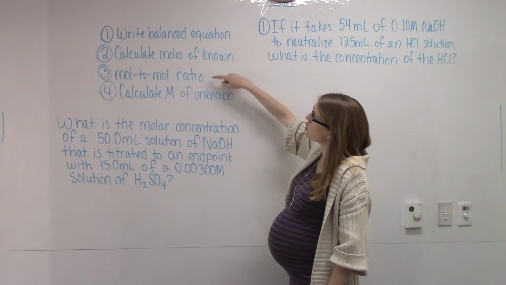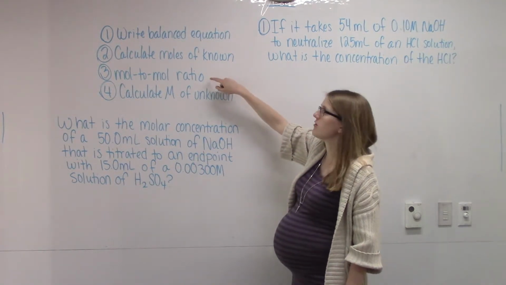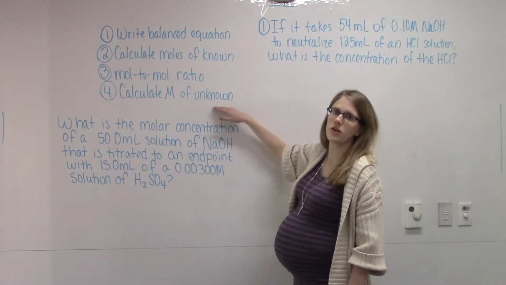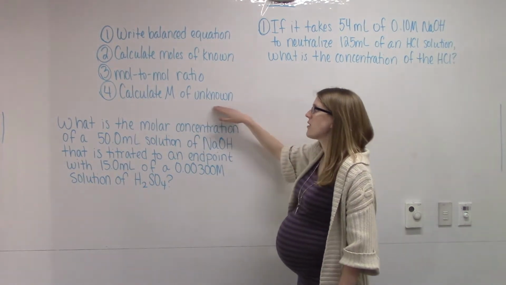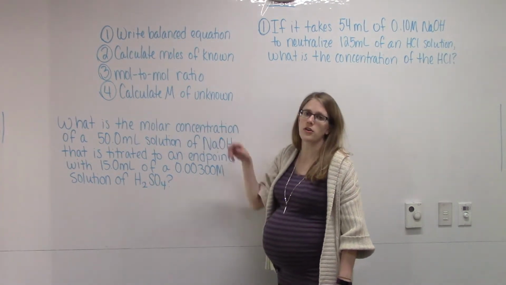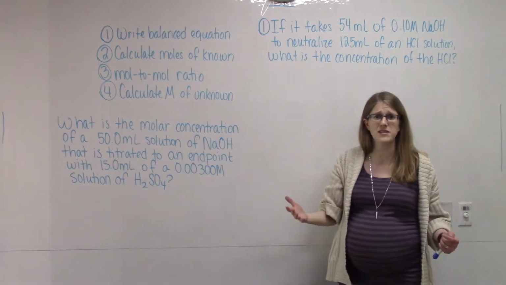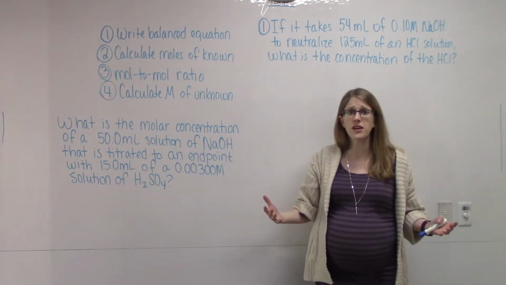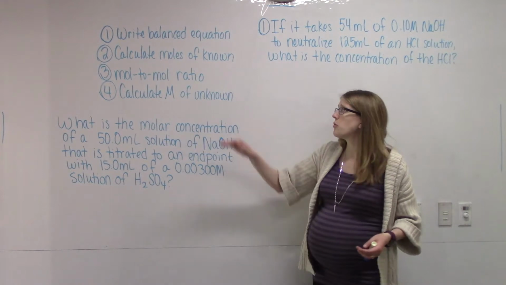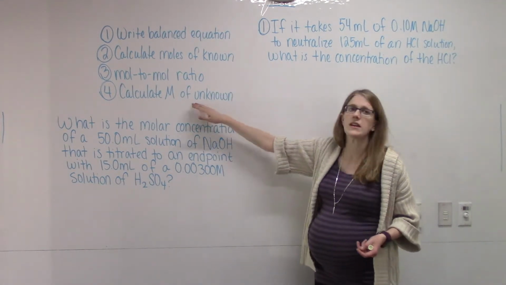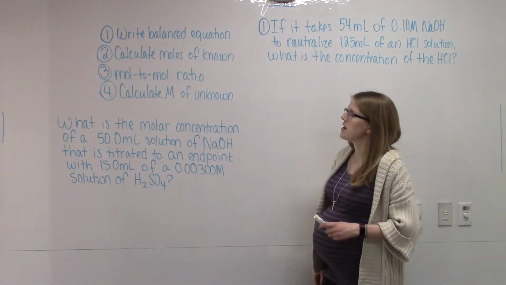Then we're going to use our equation and we're going to do a mole to mole ratio to figure out the moles of our unknown. Then we'll have everything we need to calculate the molarity of our unknown. Because you remember titrations, the whole purpose of them is to calculate the unknown molarity of a solution. So therefore our calculations ultimately need to get us to the molarity of the unknown.